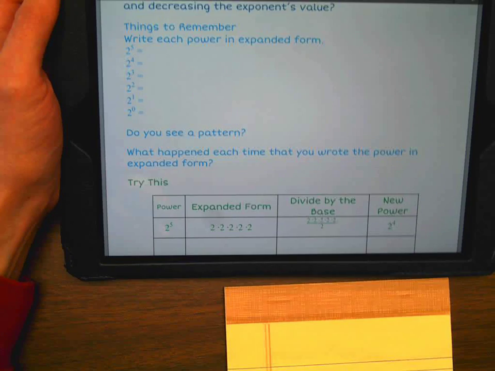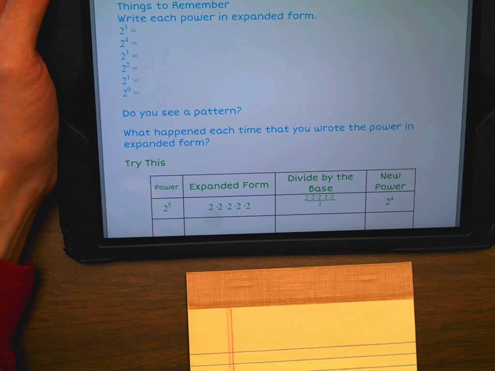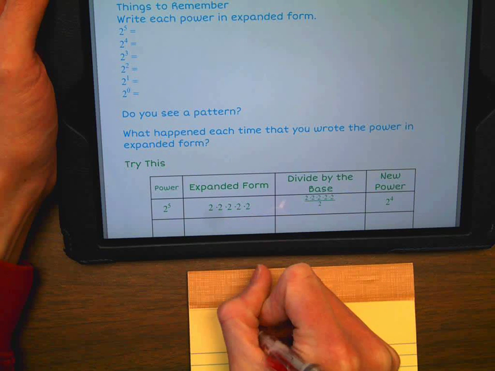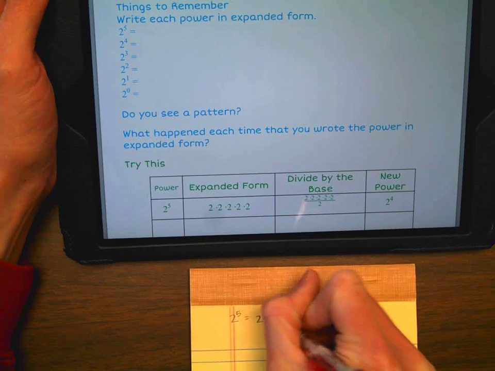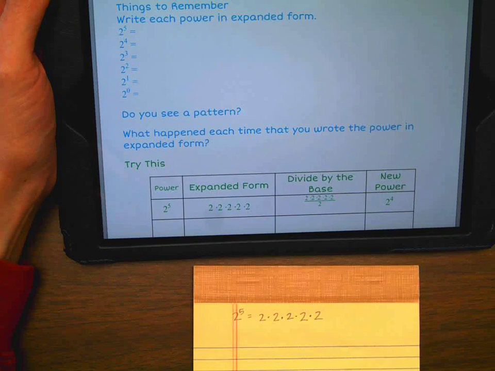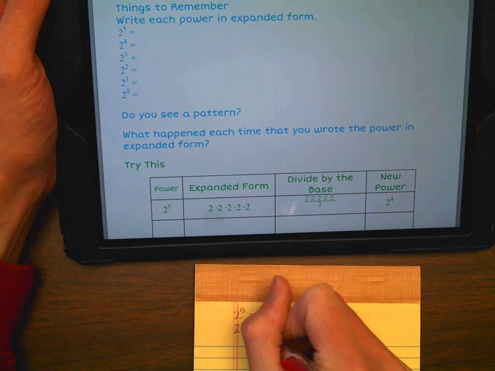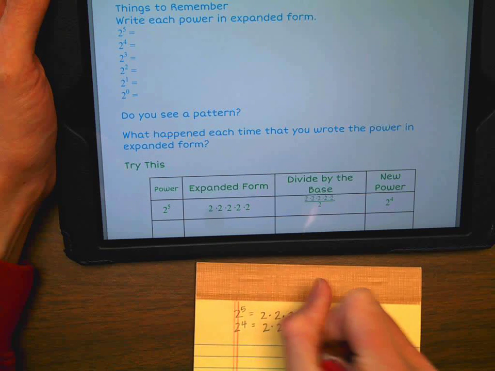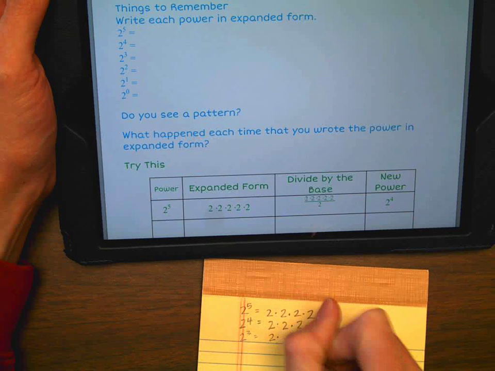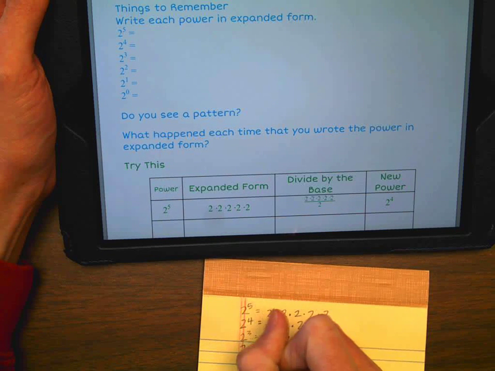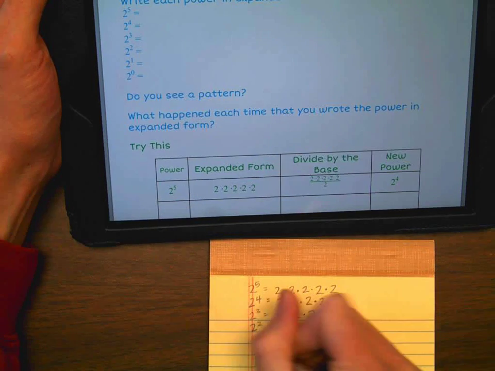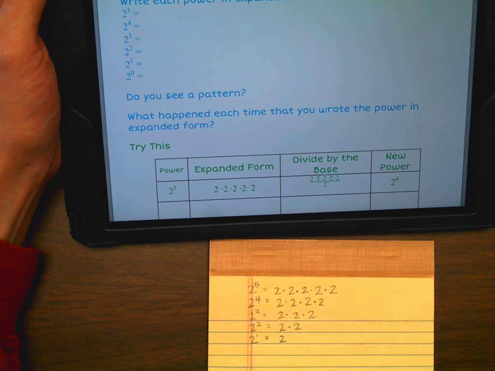So if we have 2 raised to the 5th power, like it says in write each power in expanded form, then we would write 2 to the 5th power equals 2 times 2 times 2 times 2 times 2. The next one says 2 to the 4th power, and so again, we would do 2 times 2 times 2 times 2. 2 to the 3rd power would look like 2 times 2 times 2. 2 to the 2nd power would look like 2 times 2. And then 2 to the 1st power looks like 2.